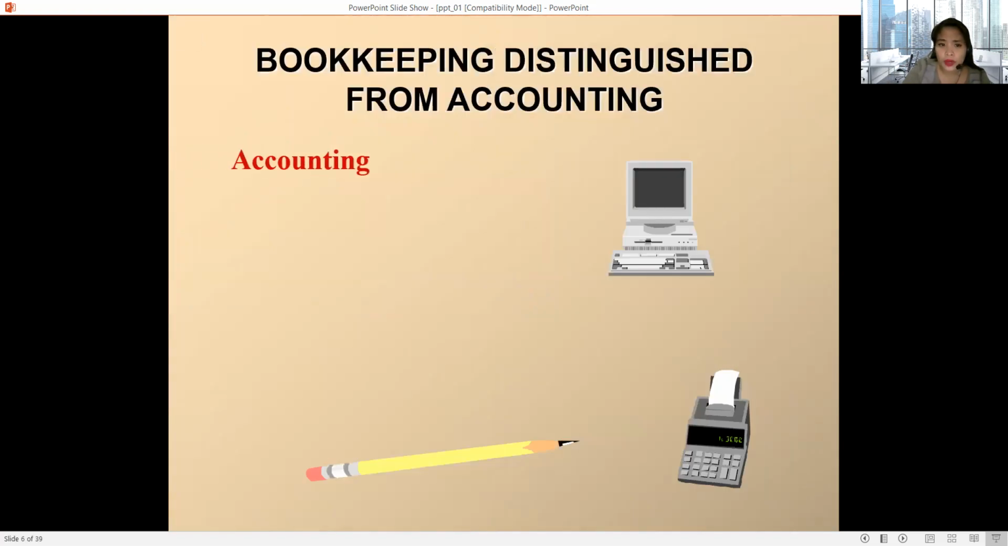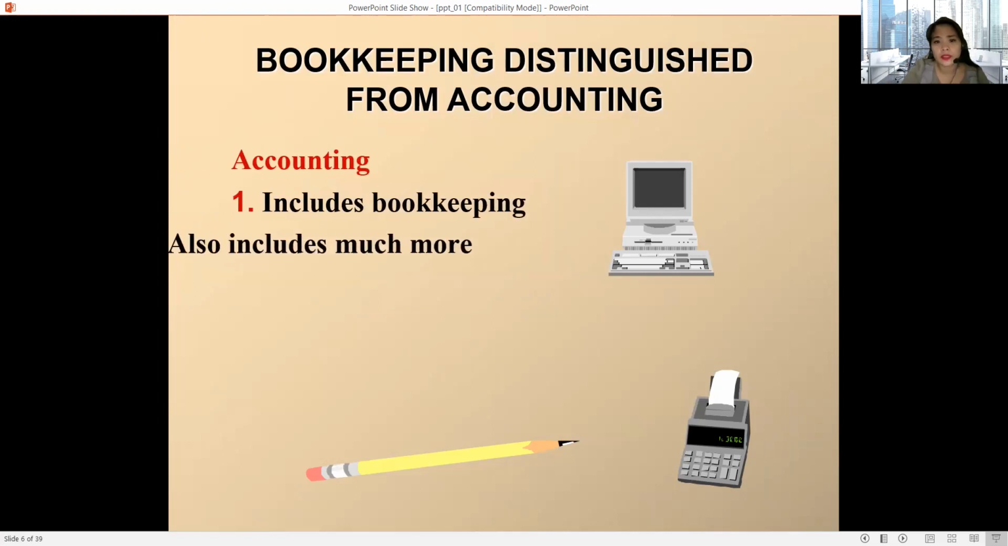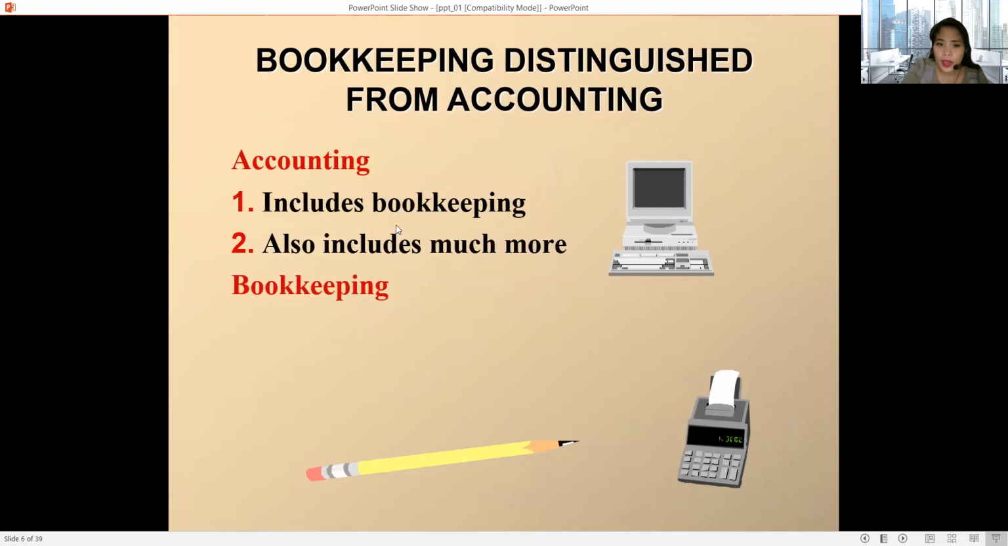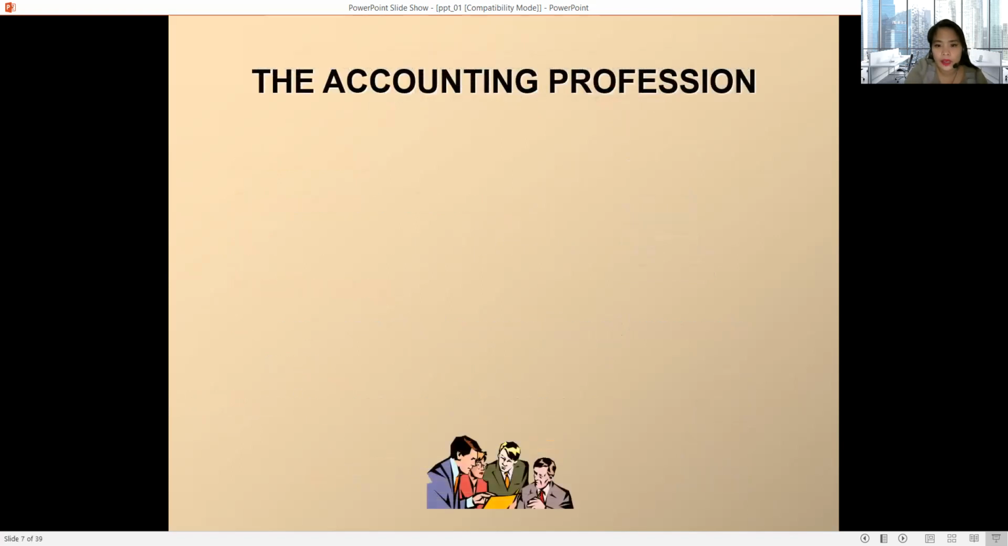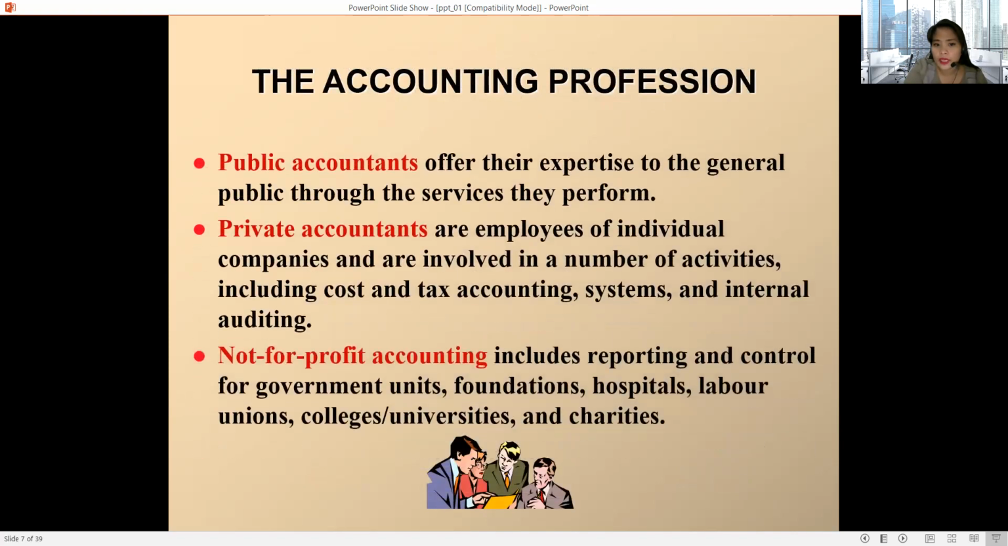Okay? So, we weren't able to discuss this, but actually, accounting is different from bookkeeping. Accounting includes bookkeeping, also includes much more. Kasi bookkeeping involves only the recording of economic events. It's just one part of accounting. Last time, I already mentioned to you na accounting involves 8 accounting cycle. So the accounting professions, ayan.